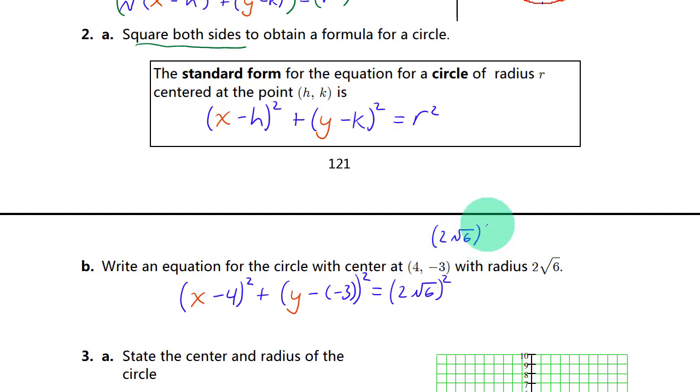It means 2 times the square root of 6 times 2 times the square root of 6. And you can just regroup and reorder this to write it as 2 times 2 times the square root of 6 times the square root of 6, which gives you, the 2 times 2 is 4. The square root of 6 times the square root of 6 is just 6. So you get 4 times 6, which is 24.